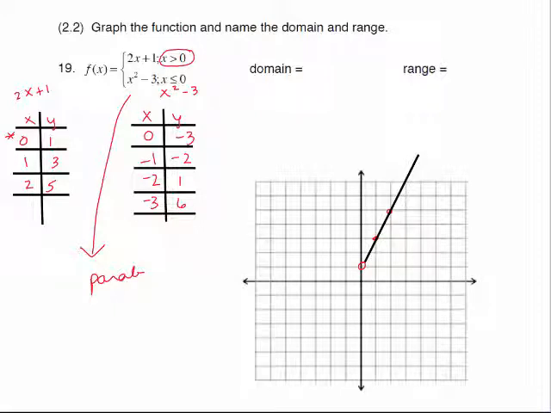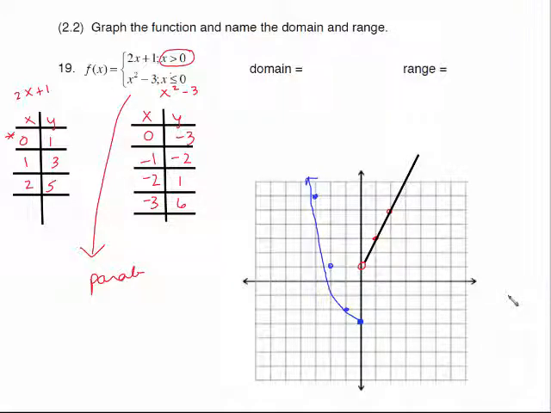So now I need to graph this. Over 0, down 3. It does get a colored-in circle, and the reason it does is because it says x less than or equal to 0. -1, -2; -2, 1; -3, up to 6. And I know it's a parabola, and I'm going to have a real hard time drawing this here, but it looks something like that. That is your piecewise function.